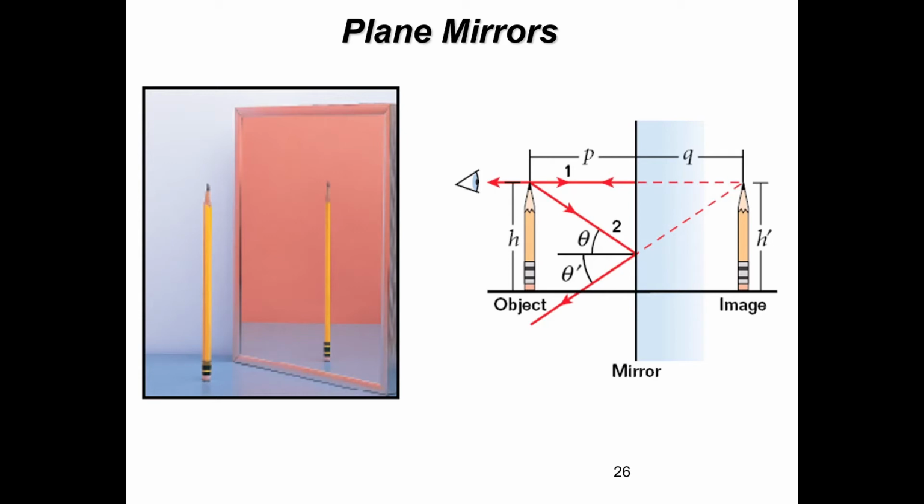And also, please note the image is just as far behind the mirror as the object is in front of it. So technically, you're probably thinking, oh, it's a flat mirror, the image is on the surface of the mirror, right? No, the image actually forms behind the mirror, as far back as the object is in front of it.